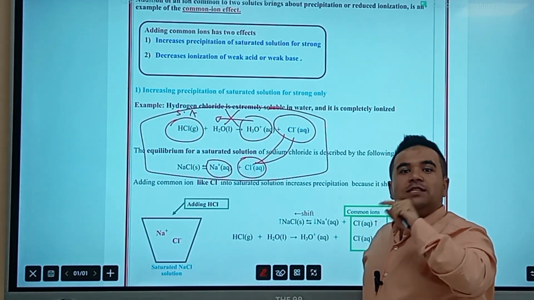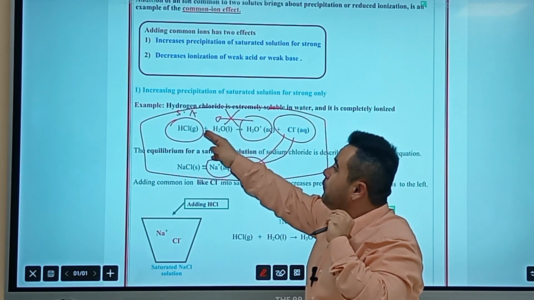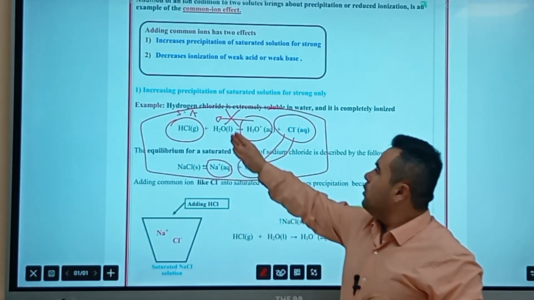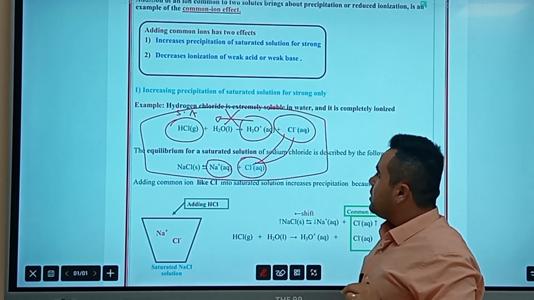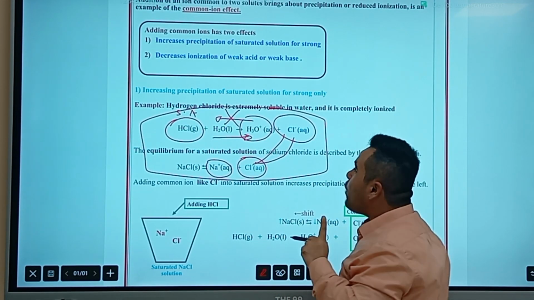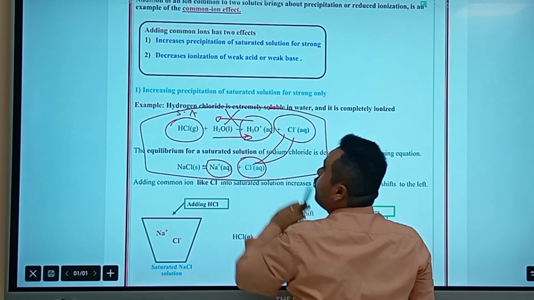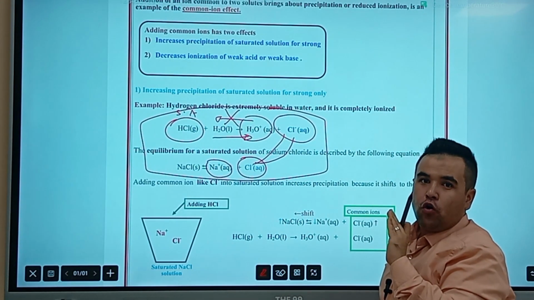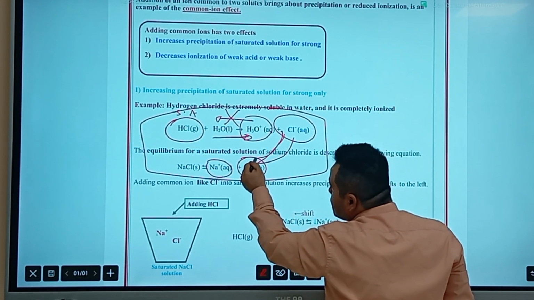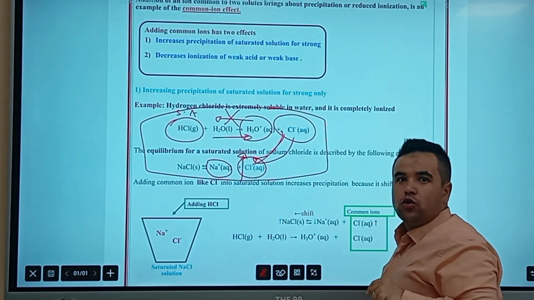Why? Because this is a strong acid. Even if it forms, it will completely ionize to form the ions back. So the favorable direction here is the forward direction. That's why the equilibrium does not shift in the first equation, the acid equation or the strong base equation. Instead, the Cl backs up and increases this Cl in the second equation, the equation of the salt.